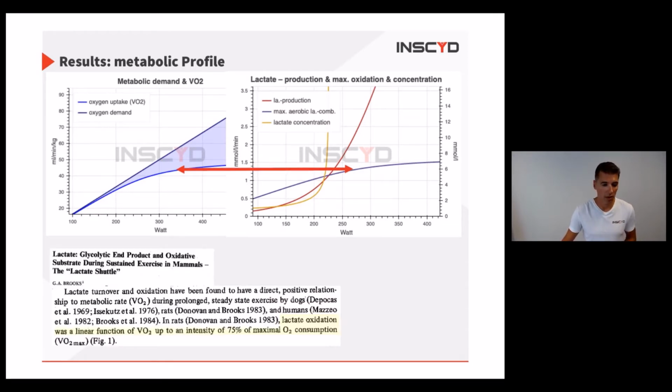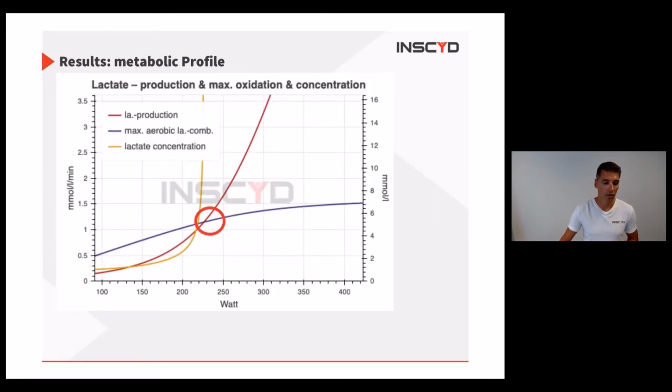I put another one here from, so to speak, the guru of lactate metabolism, George Brooks, who found that lactate oxidation is almost a linear function of VO2 up to an intensity of approximately 75% of VO2 max. But no surprise, where is the anaerobic threshold? Max lactate steady state is approximately, in an average population, 75% of VO2 max. So again, this is what we see.